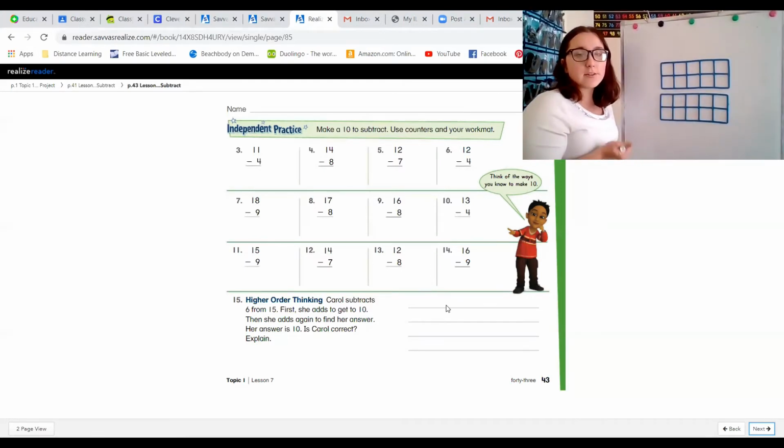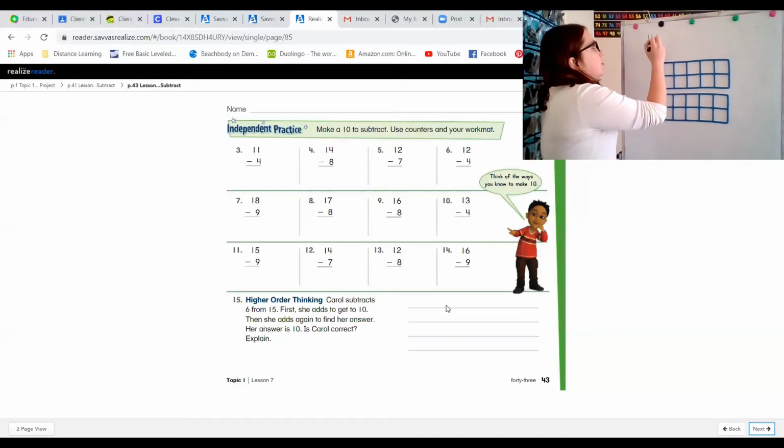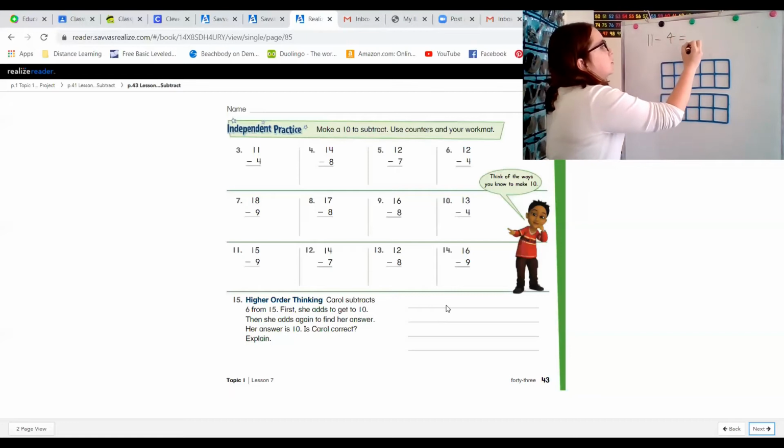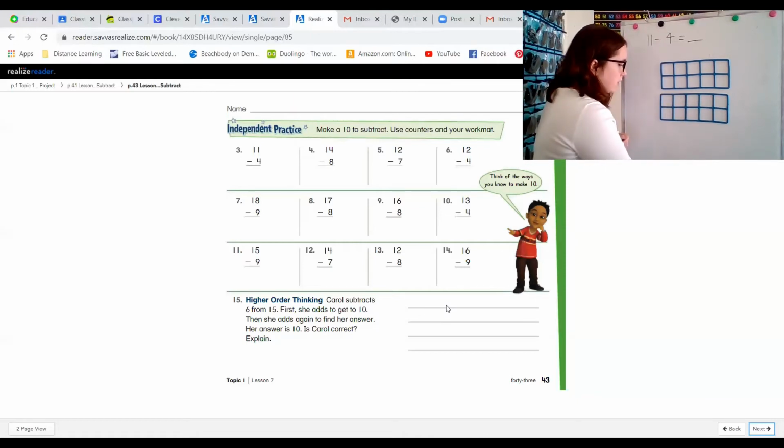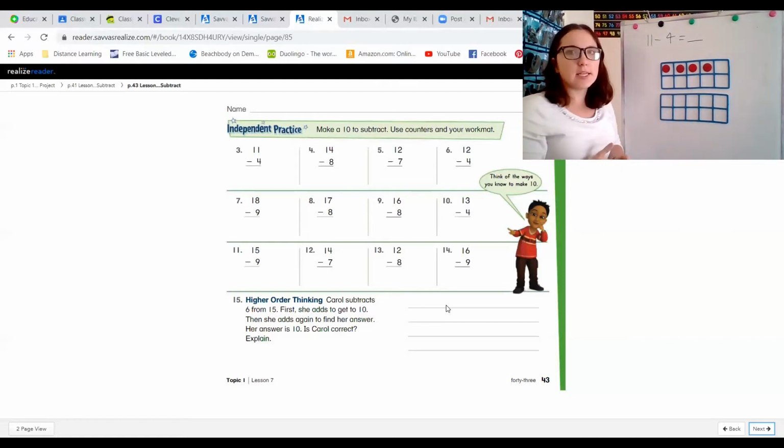I'm going to use my 10 frames on my whiteboard, okay? So our first problem is 11 minus 4 equals something. I like to count on to get to 10 first. That's how I like to do my subtraction. So I'm going to do that. I'm going to start with 4 counters. I have 4 counters, so now I'm going to try and get to 10. I know that 4 plus 6 more gets me to 10.